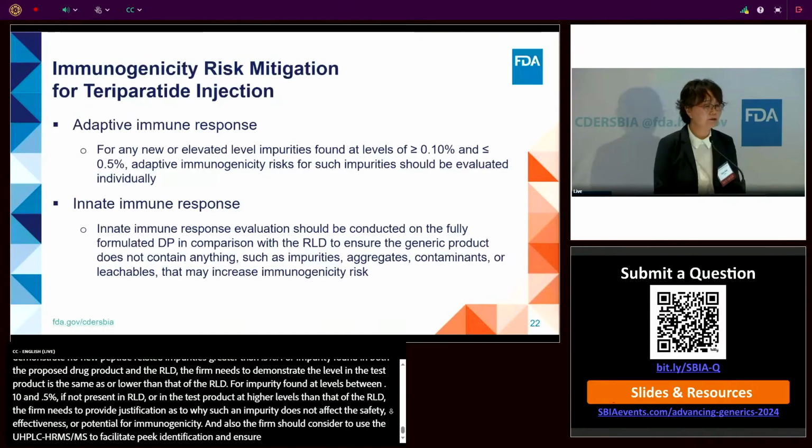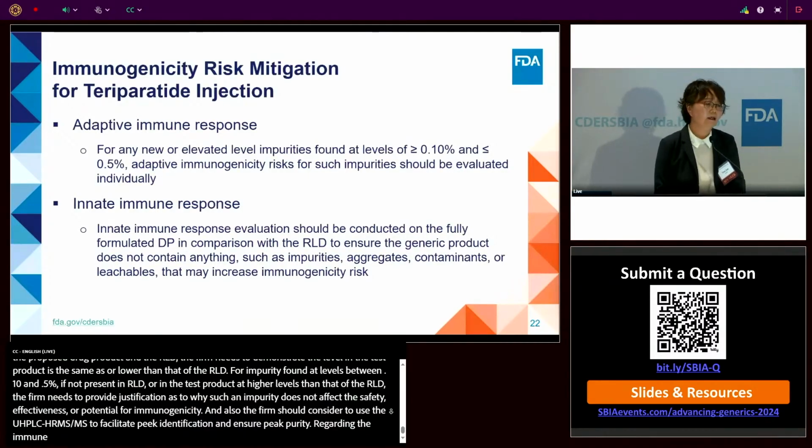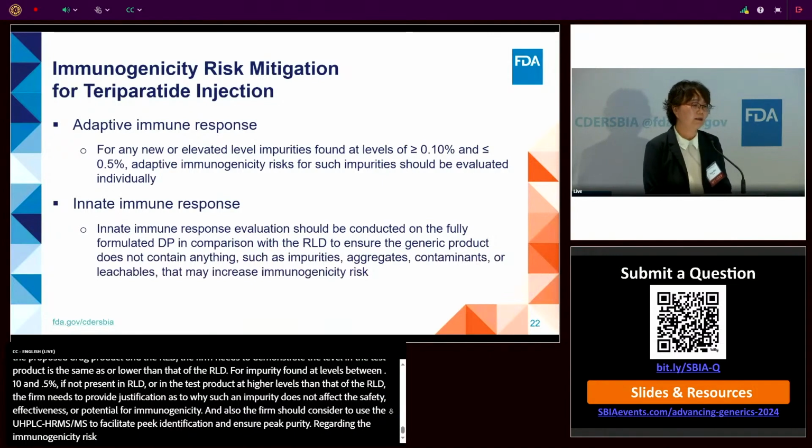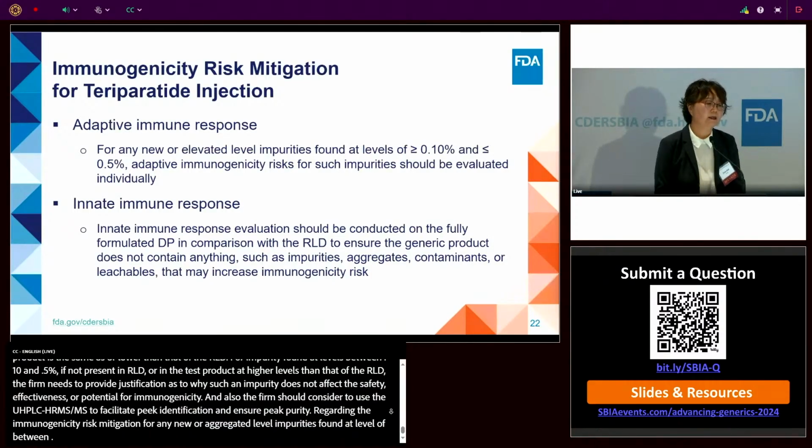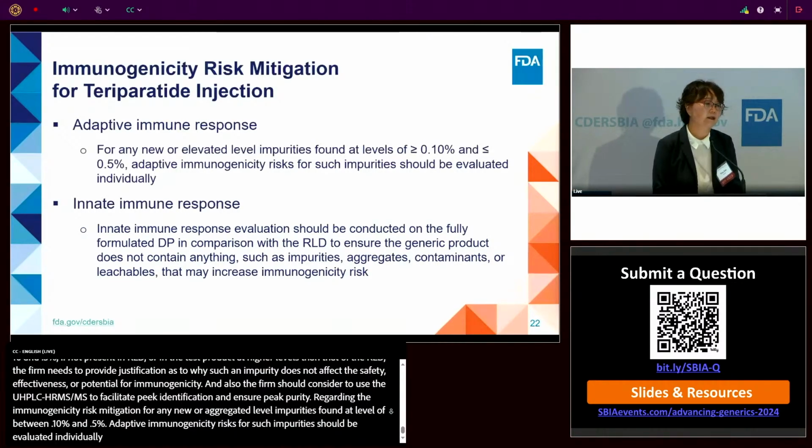Regarding the immunogenicity risk mitigation, for any new or elevated level impurities found at a level between 0.10 and 0.5%, adaptive immunogenicity risks for such impurities should be evaluated individually on the purified impurity standard.